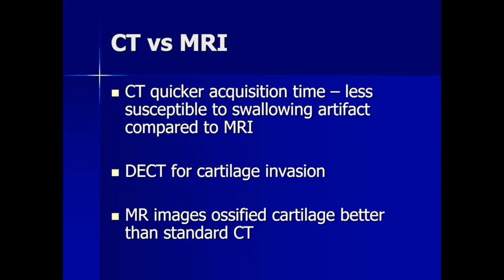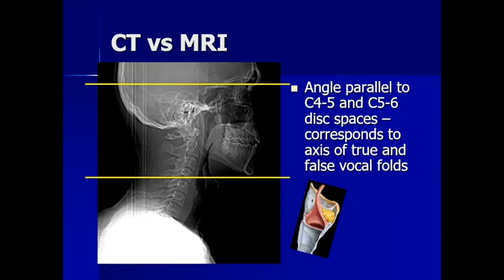If you have trouble evaluating for cartilage invasion, you can use dual energy CT, and we'll talk about that later. Also, MRI can be used as backup when you have questions on CT, such as extralaryngeal spread or cartilage invasion. You can just do a focal MRI instead of a long study to help answer these questions that aren't answered on CT.